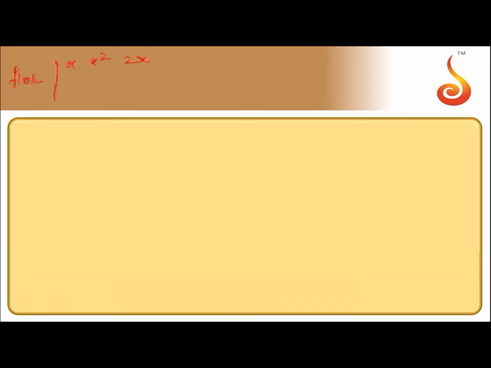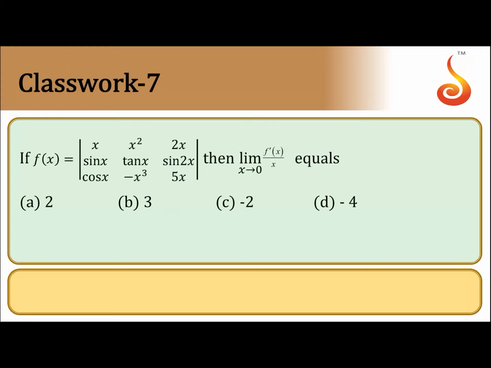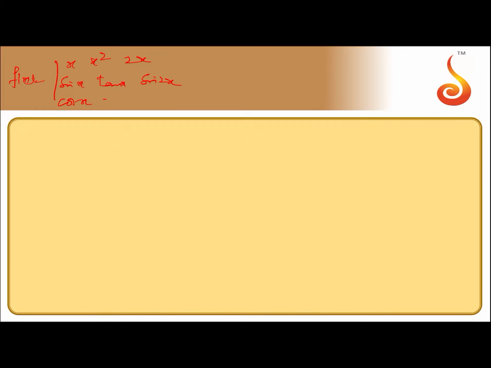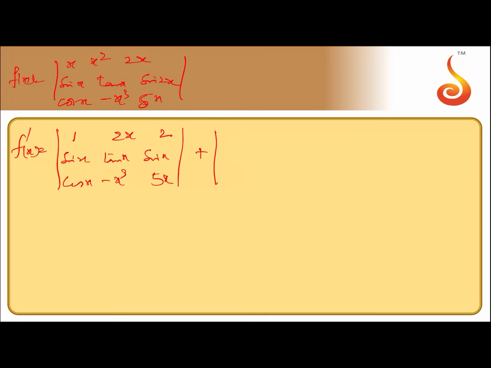And sin x, tan x, sin 2x, and lastly cos x minus x cube, 5x. When I take the determinant of this, f dash of x is equal to the determinant. First row derivatives are 1, 2x and 2, keeping the rest as it is: sin x, tan x, sin 2x, and cos x, minus x cube, 5x. Plus the second row derivative, keeping the first and last as they are: x square, 2x, x; second row derivative: cos x, secant square x and 2 cos 2x; keeping the last row as it is: cos x, minus x cube and 5x.